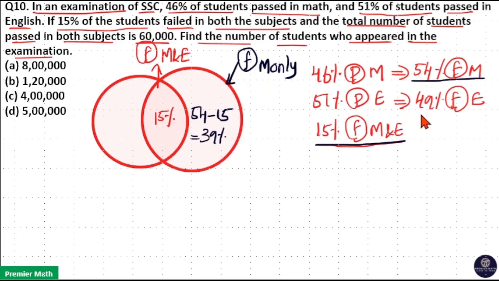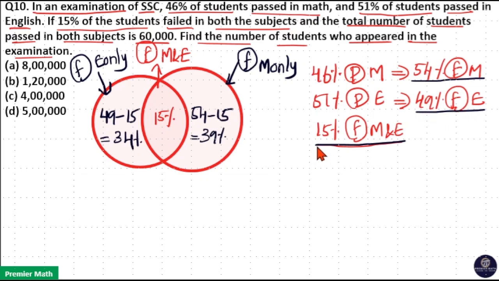Same way, students who failed English are also included in the students who failed in maths and English. So, 49 minus 15, which is equal to 34%, is the students who failed English only. Because students who failed English are also included in students who failed maths and English. So 49 minus 15 is the students who failed English only.